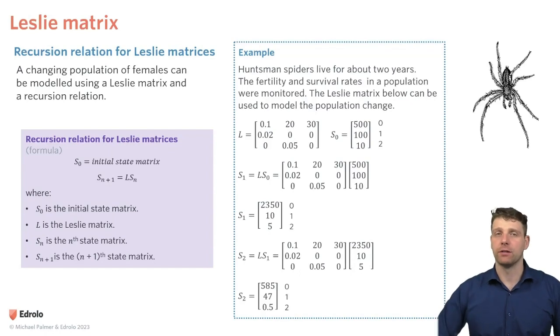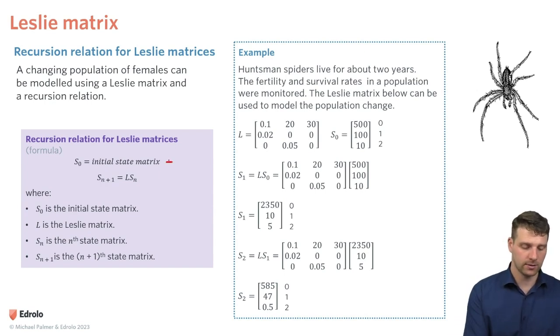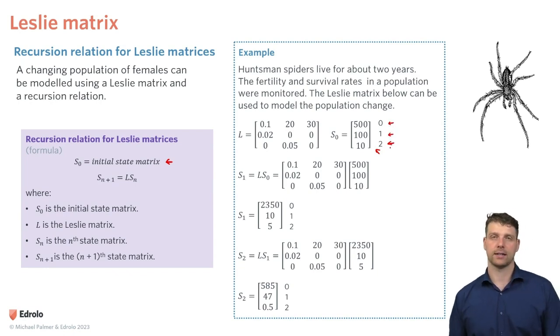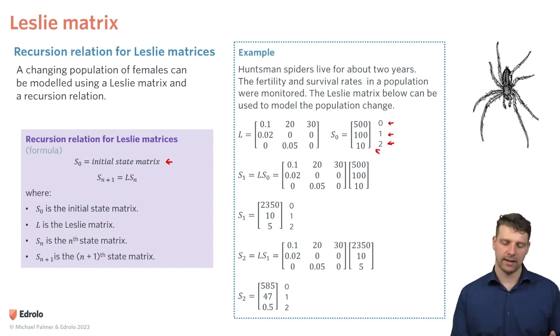Okay, let's investigate a recursion relation for Leslie matrices. A changing population of females can be modeled using a Leslie matrix and a recursion relation. We'll have an initial state matrix, S0, and in our Huntsman example, that's this one. It contains the initial population of spiders. You can see in this example we've got 0-year-olds, 1-year-olds, and 2-year-olds, the different age brackets of Huntsman. And in the Leslie matrix, I've got their fertility or fecundity rates and their survival rates down this off diagonal.